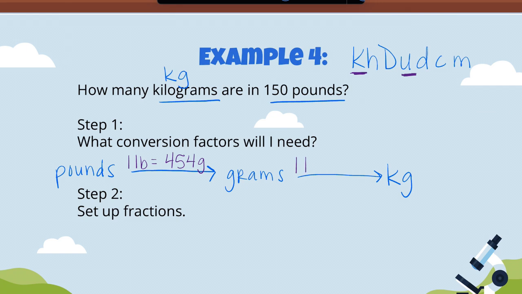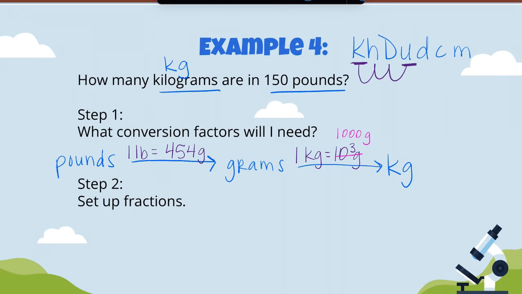So again, a kilogram is larger. So 1 kilogram is going to be 10 to the something grams. And when I count my jumps, 1, 2, 3, it's 10 to the third. And then because I really don't care for scientific notation in my calculator, I'm going to remember that 10 to the third is just 1,000 grams, and I'm going to write that instead of 10 to the third. And that is my plan. That's how I'm going to get from pounds to kilograms by going through grams.